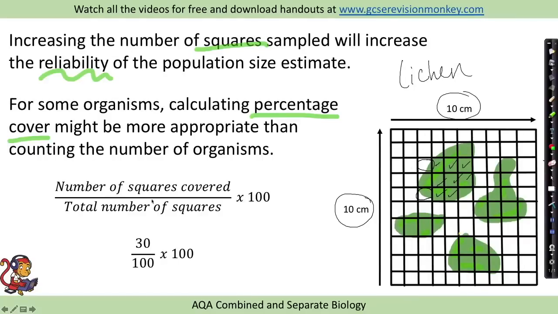So when we've got this, we use the equation: the number of squares covered divided by the total number of squares times 100, and this will give us our percentage cover. So if I've estimated that 30 squares in total are covered by the lichen, there are 100 squares on the grid, so 30 divided by 100 times 100 will give us an answer of 30% coverage.